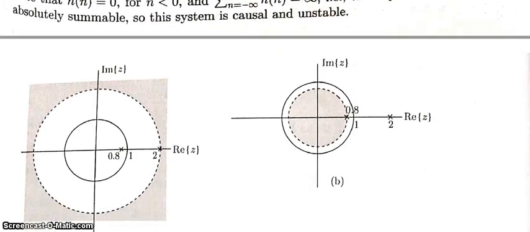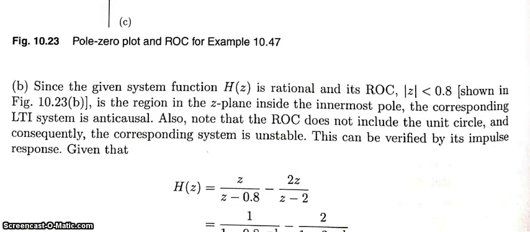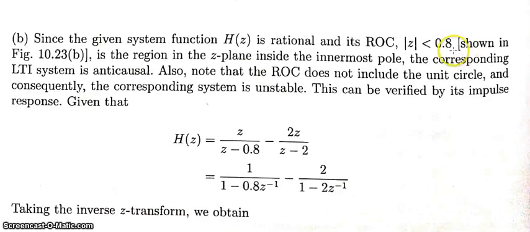Now we will consider the next case, that is, for the given system, ROC is mod z less than 0.8. That is, we can see the ROC is lying inside the innermost pole. Therefore, the given system is anti-causal. Also, since mod z is less than 0.8, the ROC doesn't include the unit circle, and hence the corresponding system is unstable. Also, this can be verified using the impulse response.